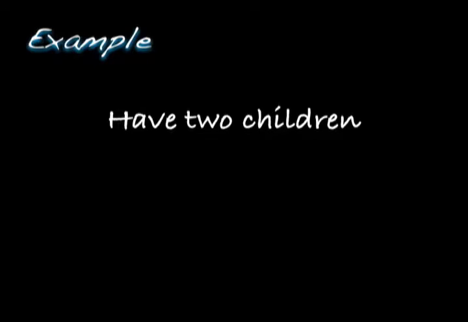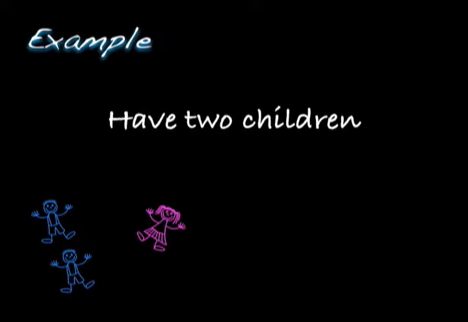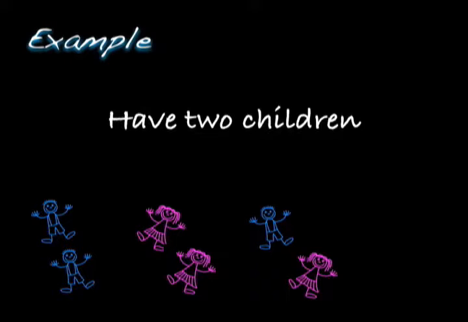You can have two children. The sample space here consists of various outcomes. Let's take a closer look. You can have two boys. You can have two girls. You can have a boy followed by a girl. That means the boy was born first and the girl was born second. You can also have a girl followed by a boy. This outcome means the girl was born first and the boy was born second.